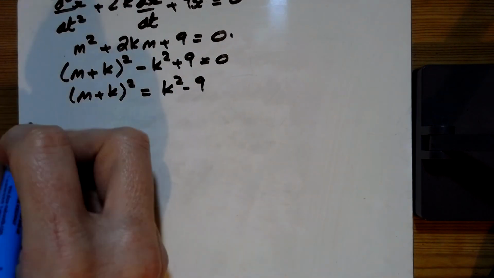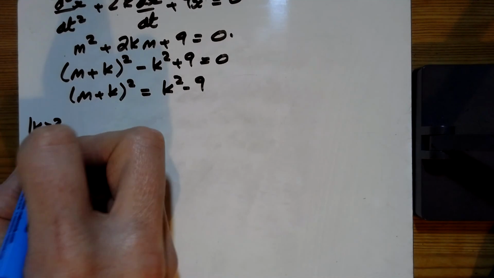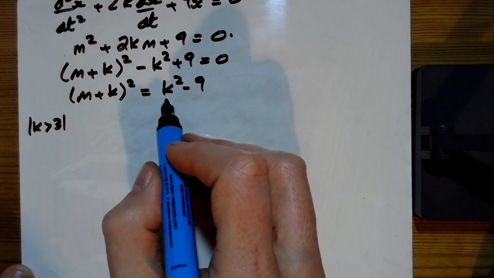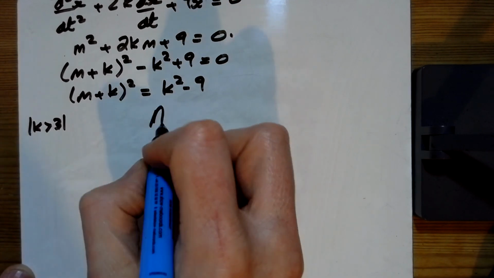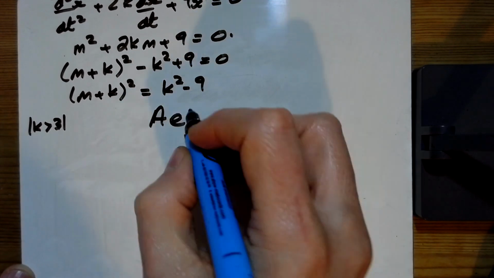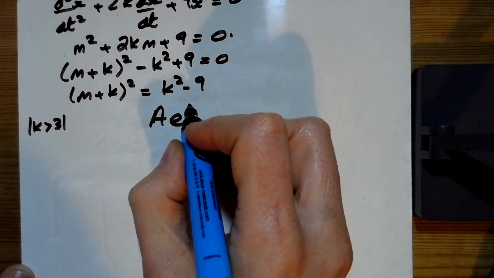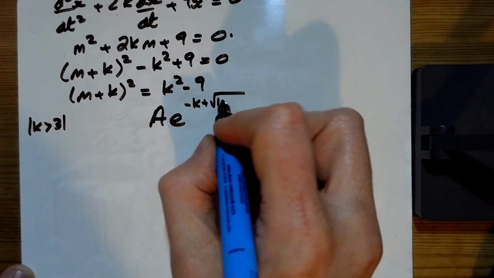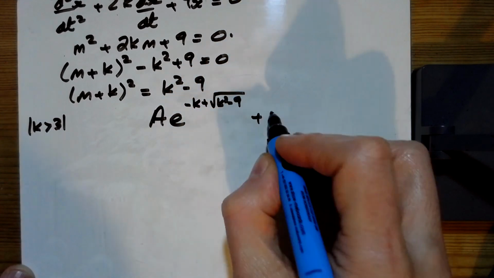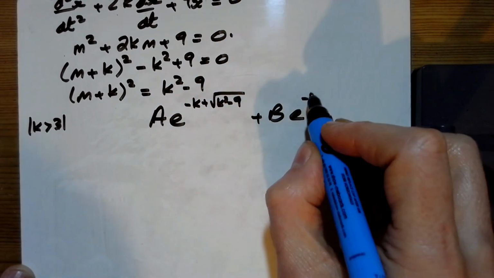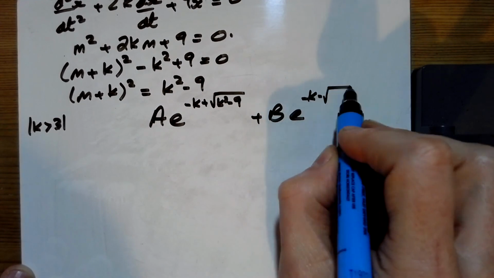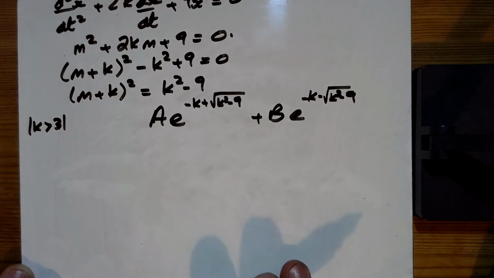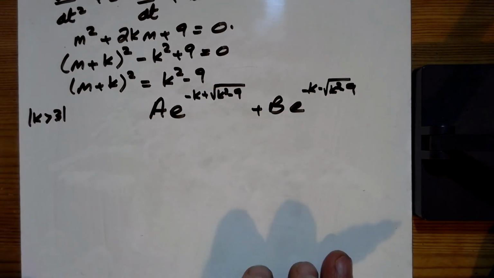So if k is bigger than 3, then this bit here is going to be real. So we're going to get real answers. And so our real answers are going to be a e to the minus k plus the square root of k squared minus 9, plus b lots of e to the minus k minus the square root of k squared minus 9. Just square rooted that and took the k away from both sides there. So I think that's if it's real.